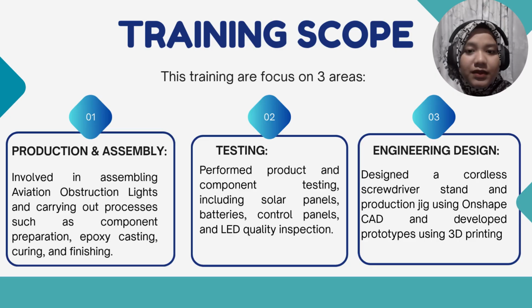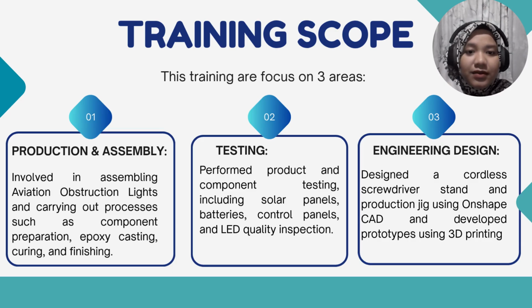So the next part is training scope. During my industrial training, I was involved in three areas. So the first one is production and assembly, where in this area I was involved in assembling aviation obstruction light and also carrying out the processes such as component preparation, epoxy casting, curing, and also finishing.